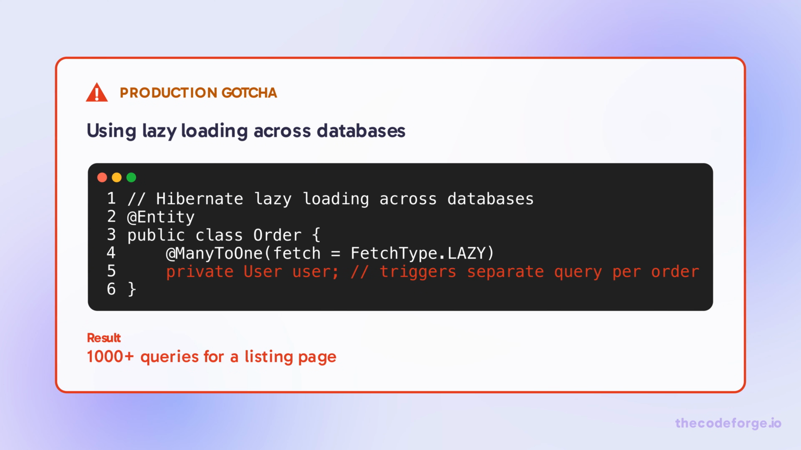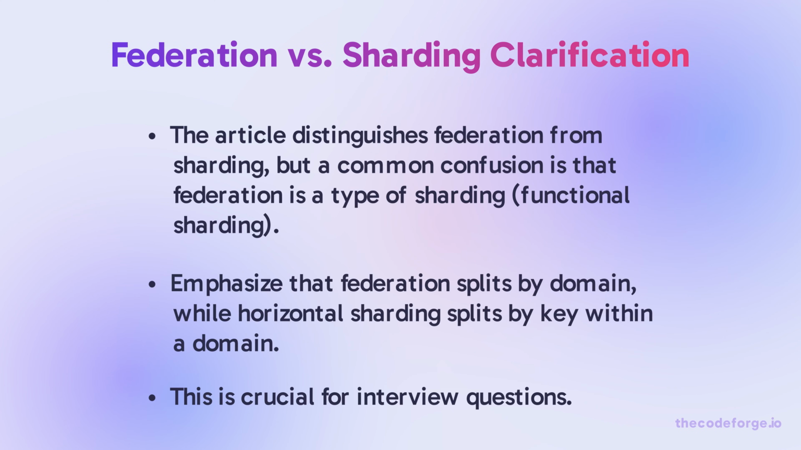If you use an ORM with lazy loading across databases, each access triggers a separate query. A simple order listing page can generate thousands of queries. Disable lazy loading for cross-database associations and use explicit batch fetching. The article distinguishes federation from sharding, but a common confusion is that federation is a type of sharding, functional sharding. Emphasize that federation splits by domain, while horizontal sharding splits by key within a domain. This is crucial for interview questions.